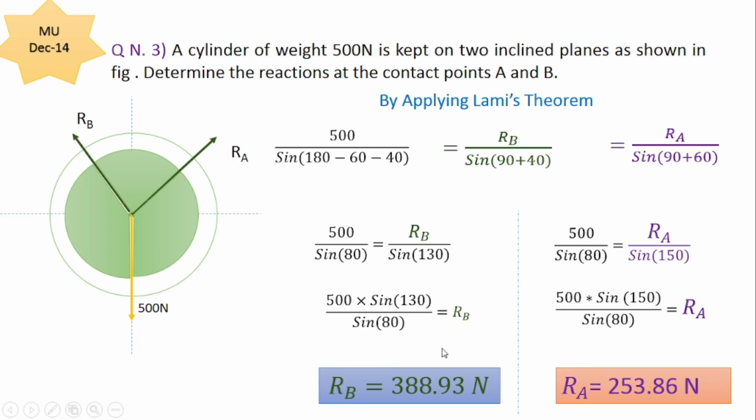These numericals can be asked for 5 marks in the final university examination. So try to understand how to draw the reactions at the respective contact points. It is very important. You cannot remember each and every problem, but you can remember the logic behind solving every problem. You can also solve this numerical by applying the conditions of equilibrium, summation Fx equals 0 and summation Fy equals 0.